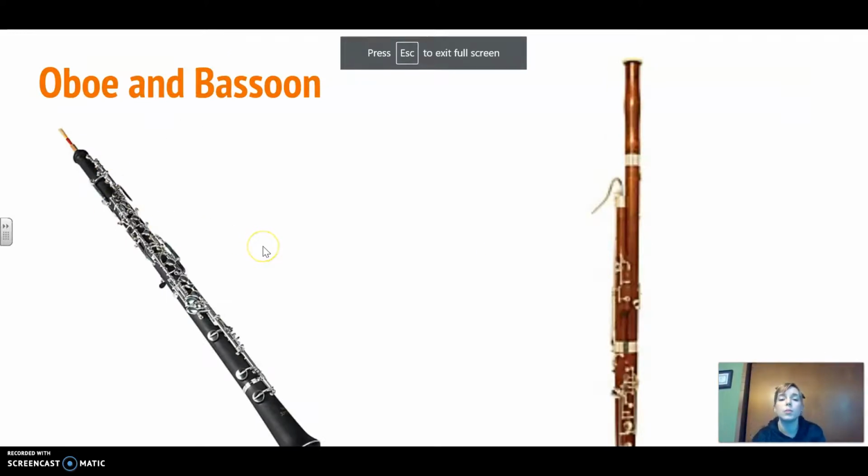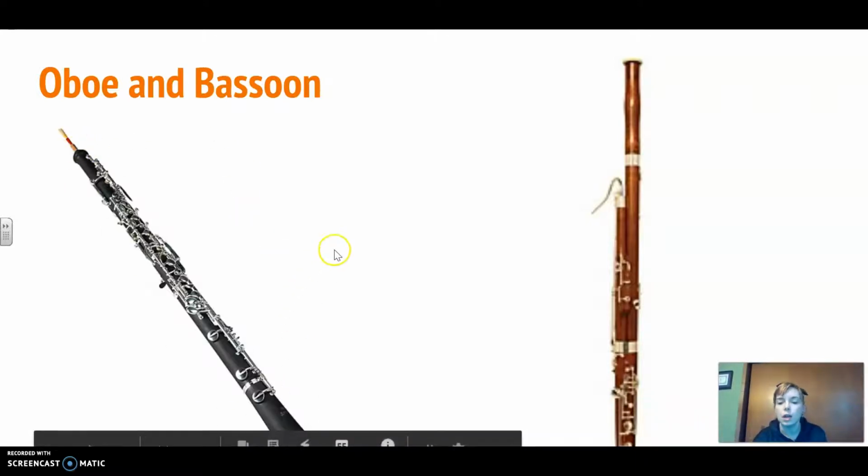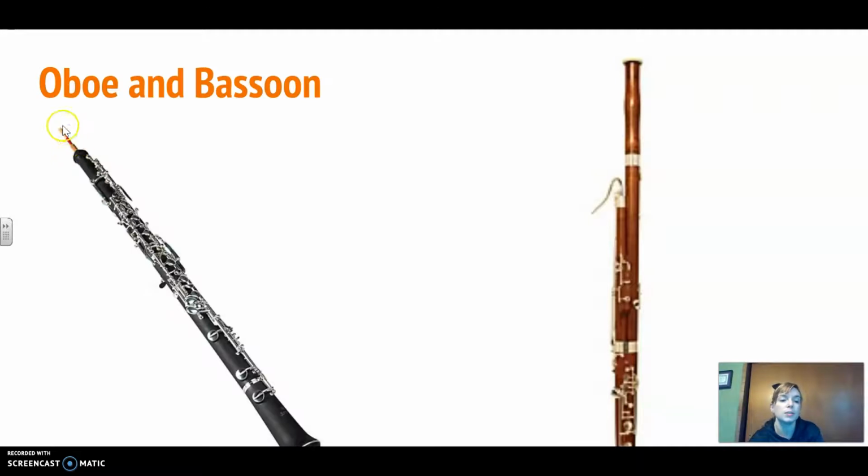Next, let's talk about oboe and bassoon. So these are your double reed woodwinds. An oboe looks a lot like a clarinet. It's black and a long cylindrical shape, but there's no mouthpiece. You can see this is the reed up here. It sticks right into the top.